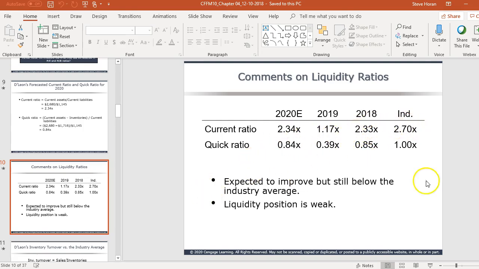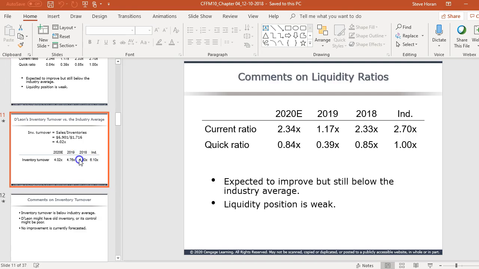So you can see here that the current ratio is still below industry average. The quick ratio is below industry average. The good news is, 2020 is much improved over 19. It kind of got us back to where 18 was, but all the numbers are still below the industry average.